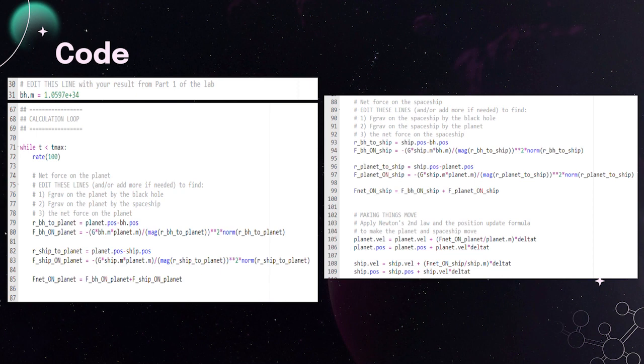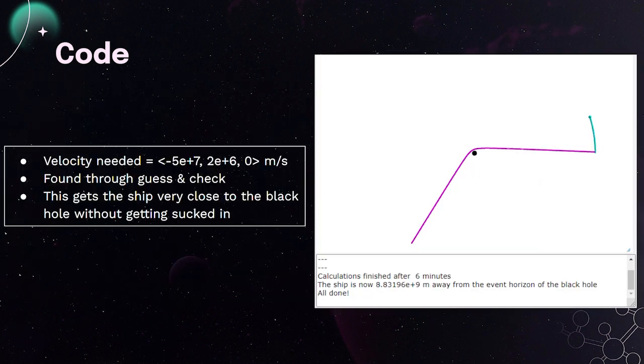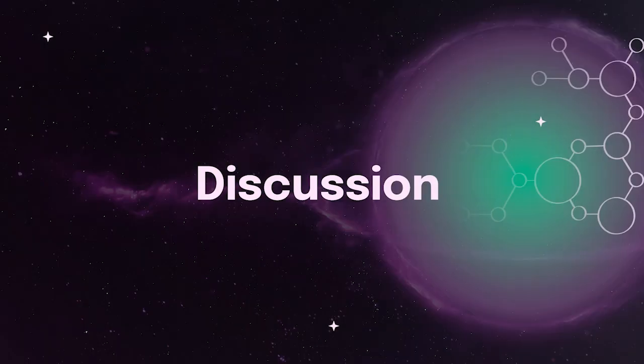For 93 and 94, I did the same thing, and 96 and 97, I did the same thing. And for 99, I found F net by adding both of these. For 105, I used the velocity update formula, and for 106, I used the position update formula, and again 108, I used velocity update, and 109, I used position update. I found the velocity needed is negative 5e7, 2e6, and 0 meters per second. I found this through guess and check, and this gets the ship very close to the black hole without getting sucked in.